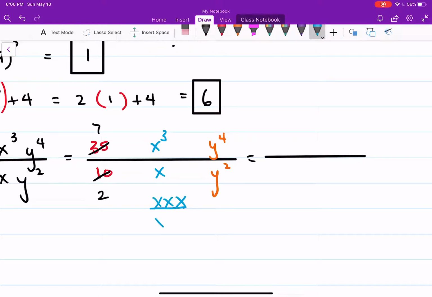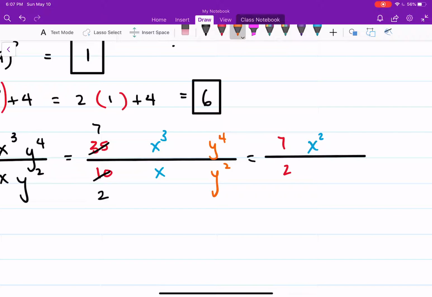There's 1 x on the bottom. One of them cancels out, and I have 2 x's left on top. Okay, so that's the way I like to look at that. All right, so essentially what I have left here is just an x squared on top. I can't forget about the 7 and the 2.